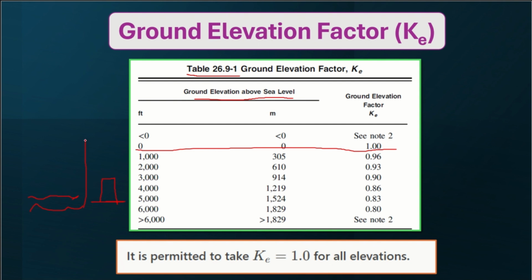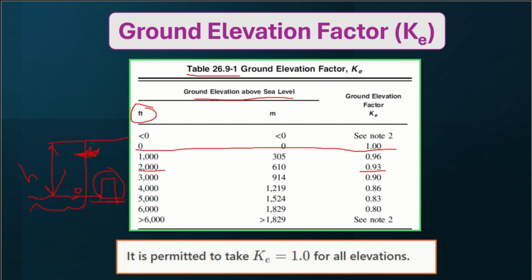Or if your ground elevation is above sea level, that means your sea level is 0. If it is somewhat higher than sea level, for example 2000 feet, then your Ke value is 0.93. So this ground elevation factor completely depends upon your ground elevation above sea level, not on the height of the tank, guys. This is not the height of the tank. This is your ground elevation from sea level. At higher elevations, air is less dense, which means wind exerts less pressure. I already told you in the part 1 video. At lower elevations, air is denser, so wind pressure is higher.